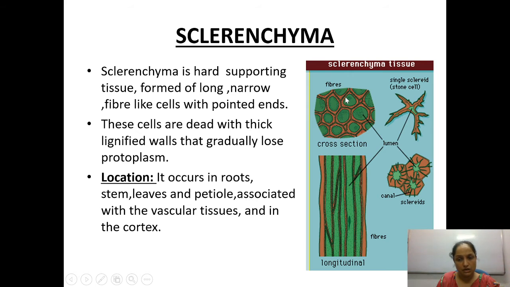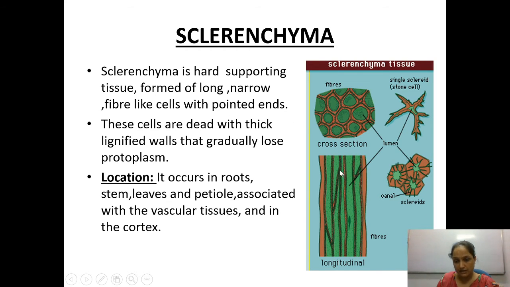I'll show you the difference on the basis of the picture itself. When you see the picture, you will be able to see that the thickening is there in the entire cell wall, not only in the edges. This is the difference between the parenchyma and the sclerenchyma. Sclerenchyma is a hard, supporting tissue formed of long, narrow, fiber-like cells with pointed ends.